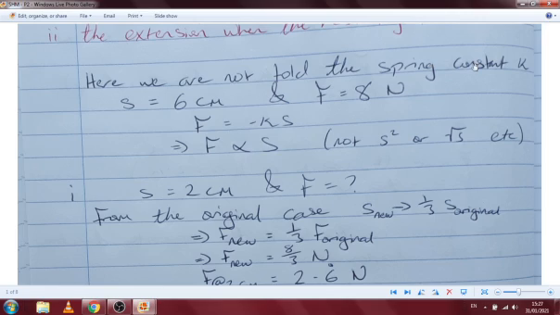So here we are not told the spring constant K, but we are told the displacement is 6 centimeters with a force of 8 newtons. So those two things go together. This is our key formula. So again, my head wasn't thinking.